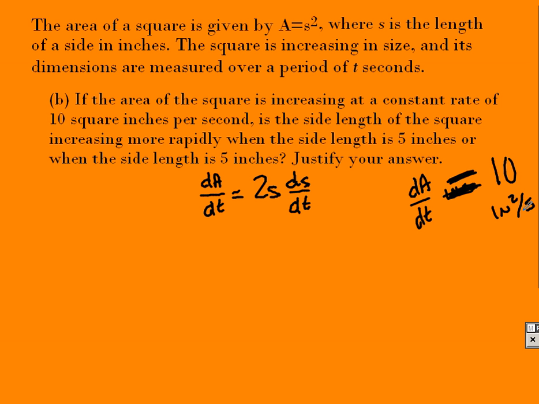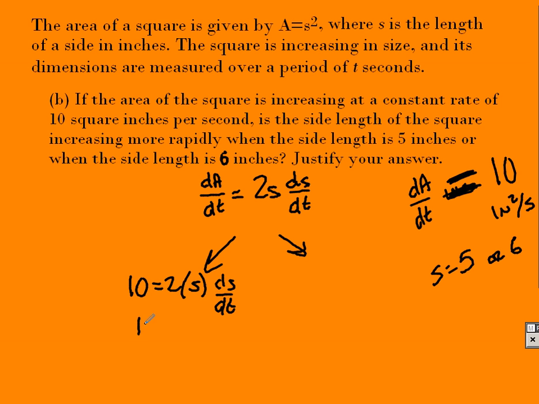Is the side length increasing more rapidly when the side is at 5 inches, or, it should say actually, 6 inches here? So we're going to do 2 different problems here. Set it up 2 ways. One with 5 inches, one with 6 inches. dA dt is equal to 10, equal to 2 times, we're going to make this side length 5 inches, ds dt. So when we do this, 10 divided by 10, ds dt is going to equal 1 when the side length is equal to 5.